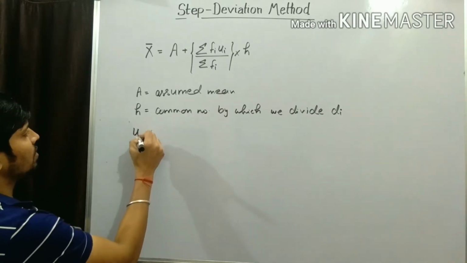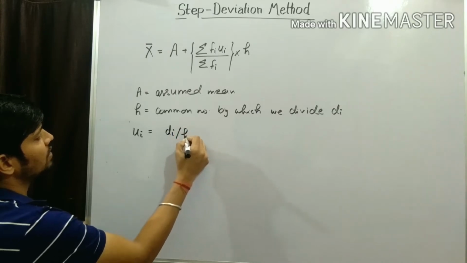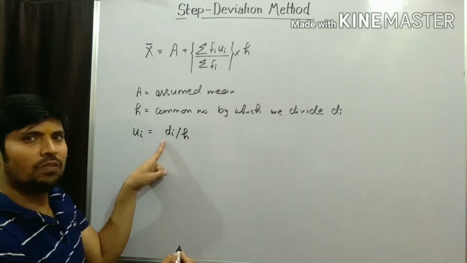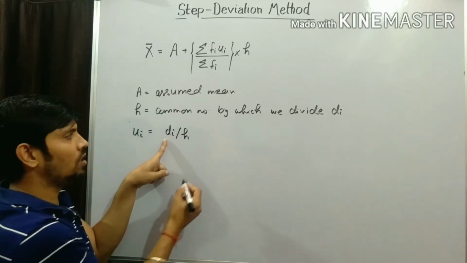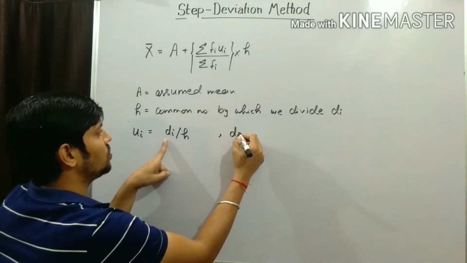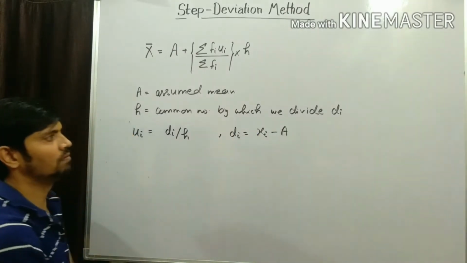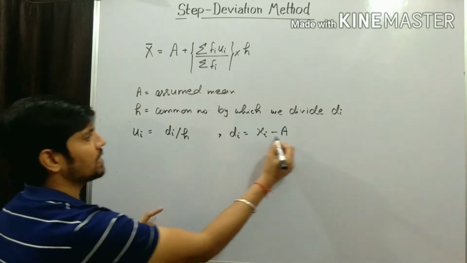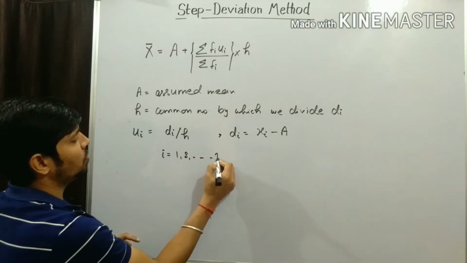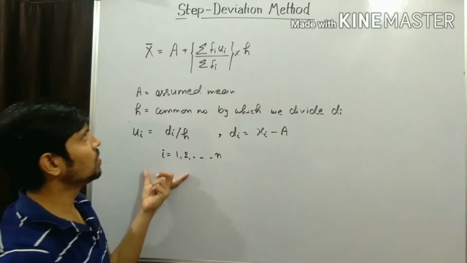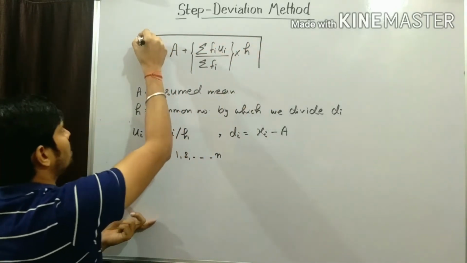And what is ui? ui equals di upon h. What is di? We have discussed di in the previous video, in the shortcut method. di equals xi minus a, where the value of i varies from 1, 2, up to n terms. This is the formula to find out the mean with the step deviation method.